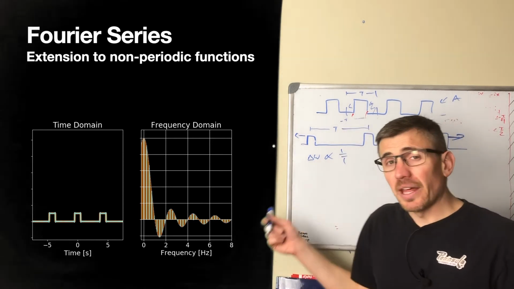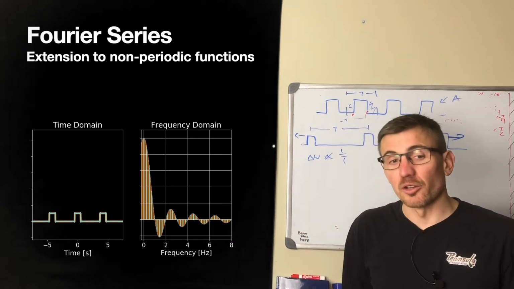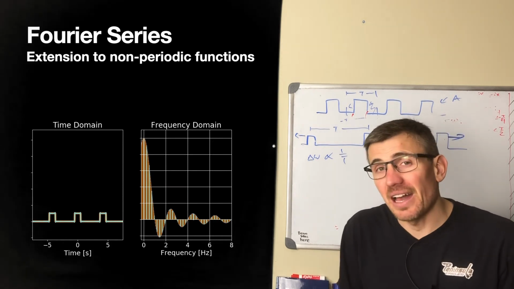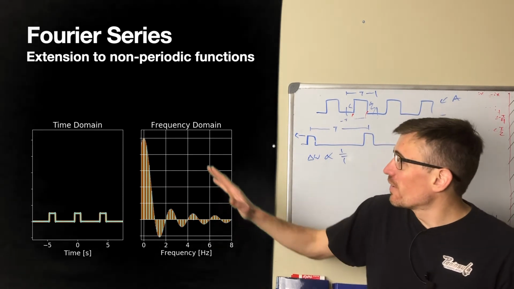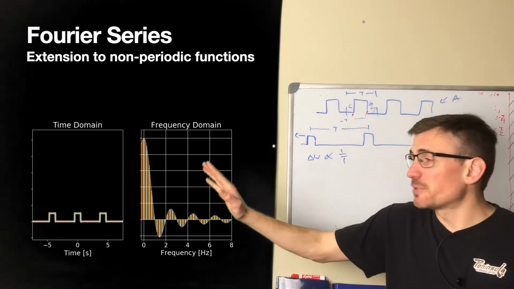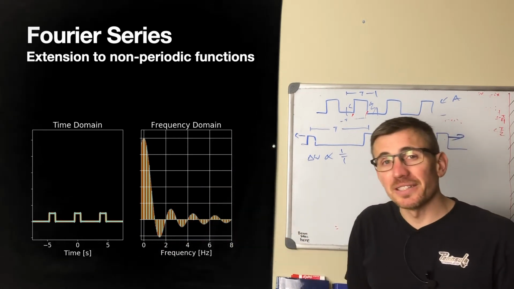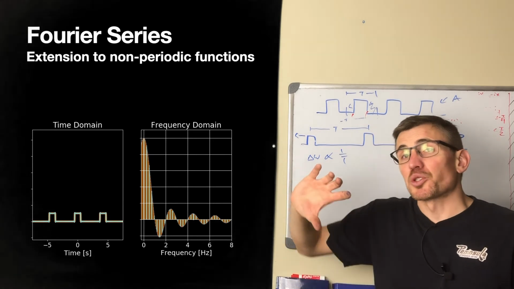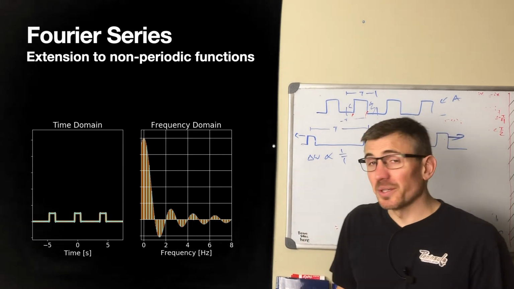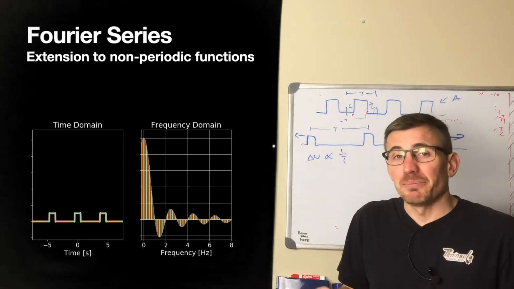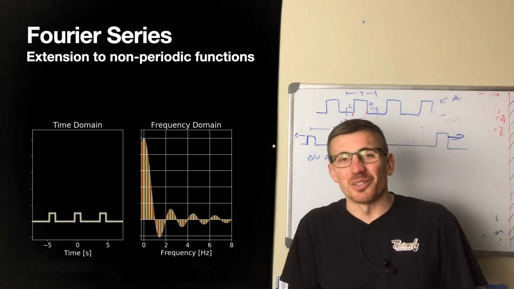Well, we can do that according to Fourier theory. We just have to apply a little bit of a hack. The hack is that Fourier theory tells us anything that's periodic with period t can be represented as a sum of sines and cosines with a spacing proportional to 1 over t. Okay, so it's periodic. The period just happens to be infinity. It's the age of the universe or something like that.